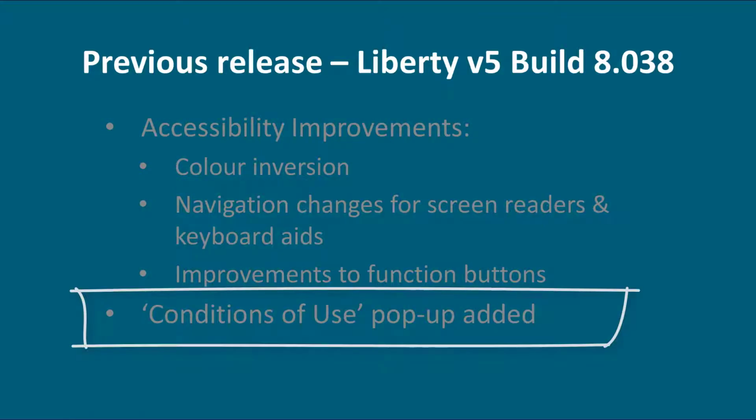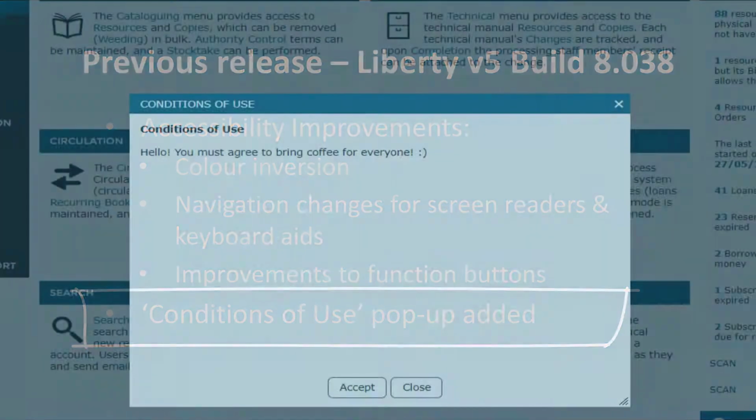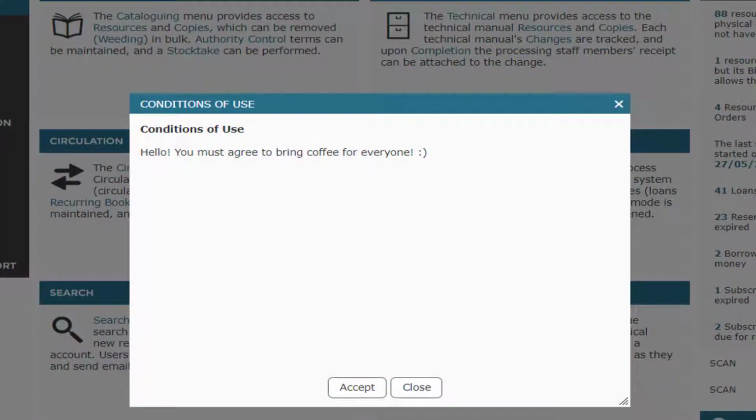We also added a Conditions of Use pop-up to management users. This pop-up is controlled by parameter 1230, Show Conditions of Use. It is defaulted to No in the system, and when enabled, you can customize the text of the pop-up and it will continue to display upon login until the conditions have been accepted by that user.